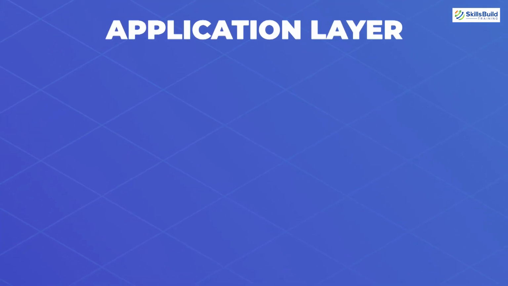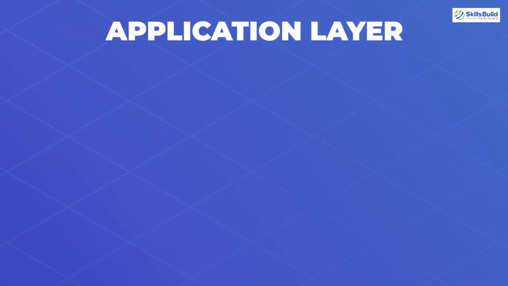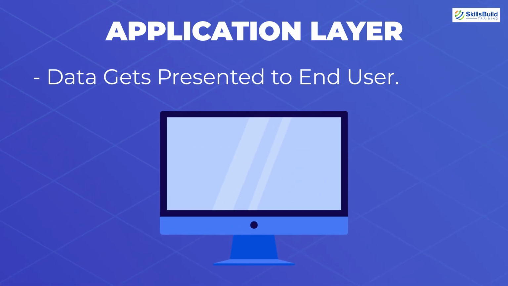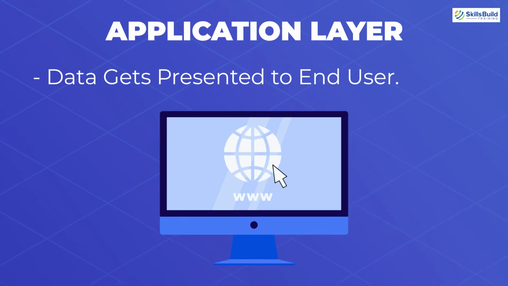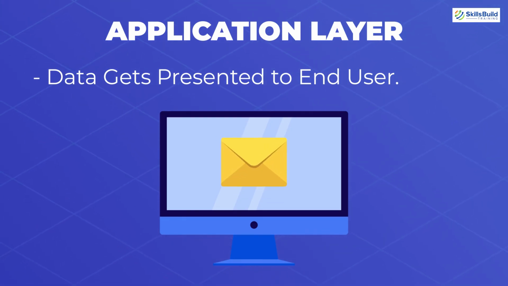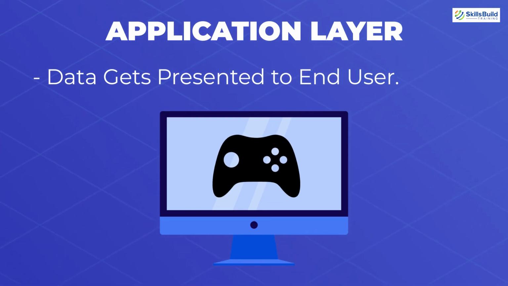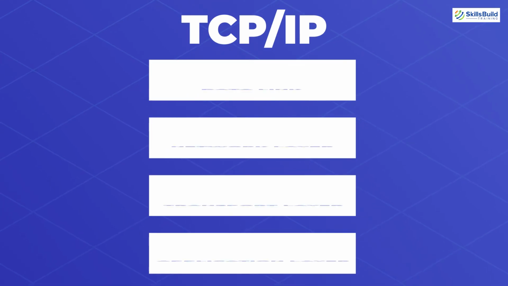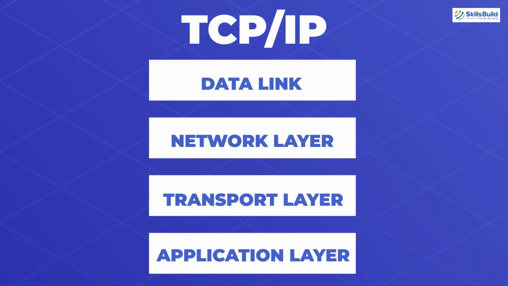The last layer which the TCP/IP protocol uses is the application layer. This is where the data gets presented to the end user. So basically, the software or the application used over the internet is the application layer. It can be your browser, email client, or it can be your gaming engine. So that is how TCP/IP works and how they communicate with different layers.